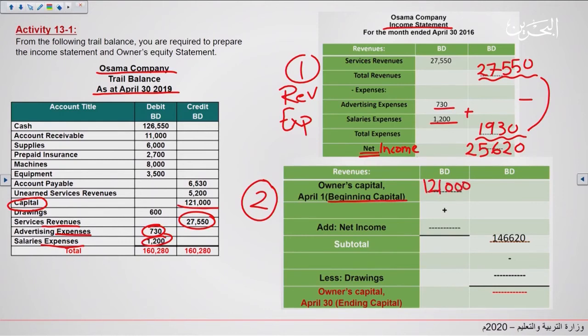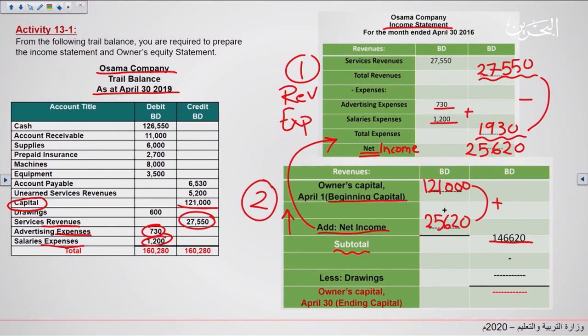Then we will look for the events that will increase the capital. Unfortunately, in this trial balance, we don't have any investment. So we will put the net income that we calculated from the previous statement, which is step number 1. We got this amount from the income statement. Then to calculate the subtotal, we will add these two amounts.